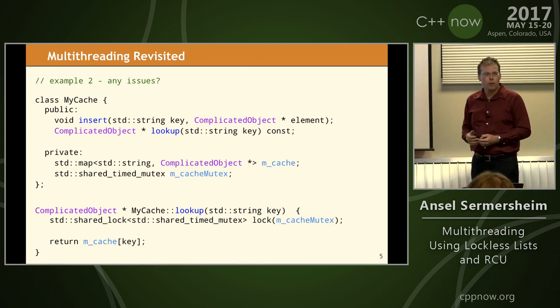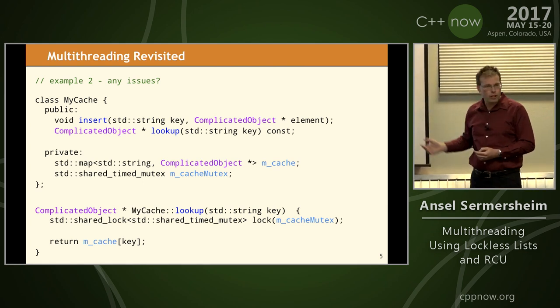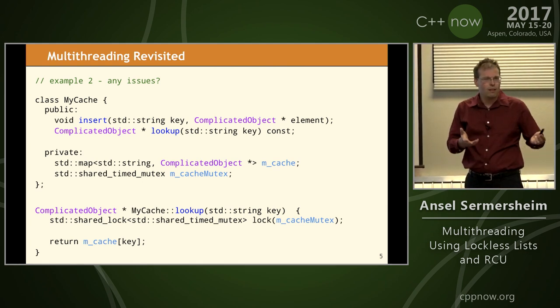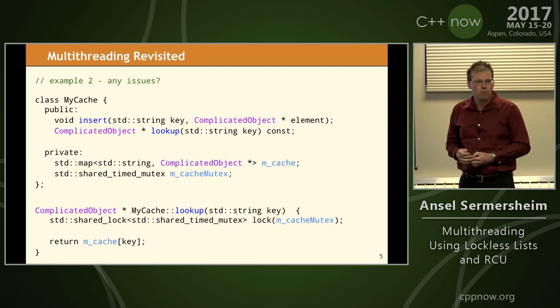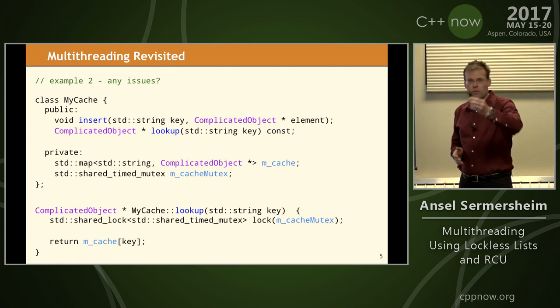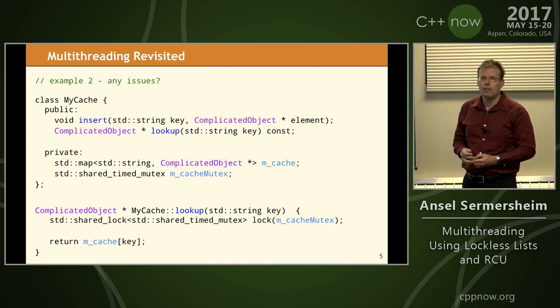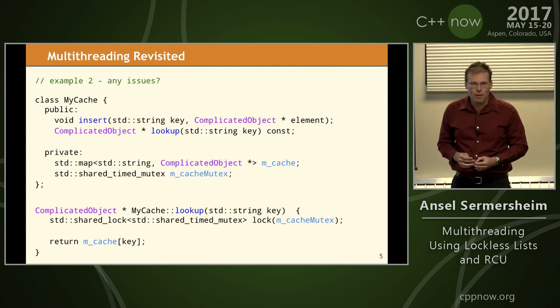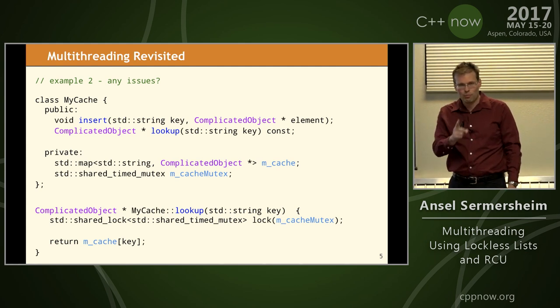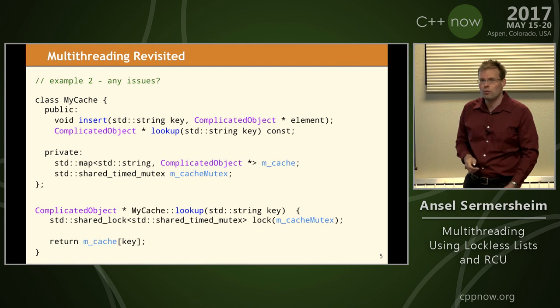Let's say I replace this with a map to a shared pointer type. Would that address all those concerns? Comment? If the item doesn't exist, you get back a null pointer, and also it has to modify the map internally if it doesn't exist, which you can't do with a shared lock. Very good point. So the comment was, if the item doesn't exist, then you get back a null pointer, which may not be what you expected, and it actually gets inserted into the map, which you can't do with a shared lock. So you've identified one of the major issues with this problem.